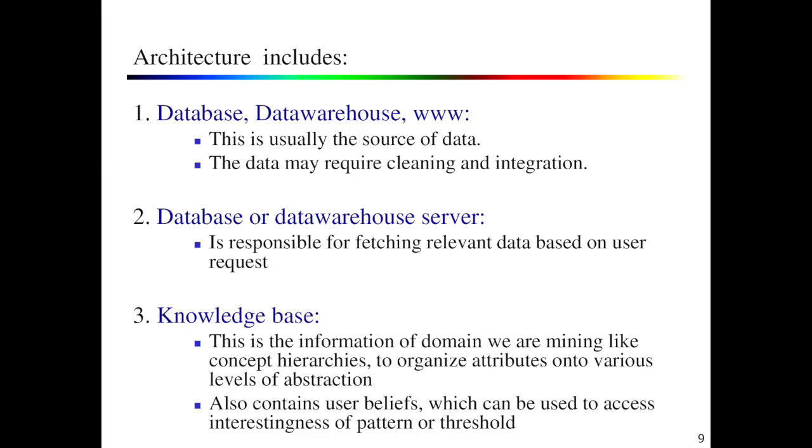Then the architecture includes database, data warehouse, then database or data warehouse server, and the knowledge base. Knowledge base means this is the information of the domain we are mining, like concept hierarchies to organize attributes into various levels of abstraction. It also contains user beliefs, which can be used to assess the interestingness of patterns or thresholds.